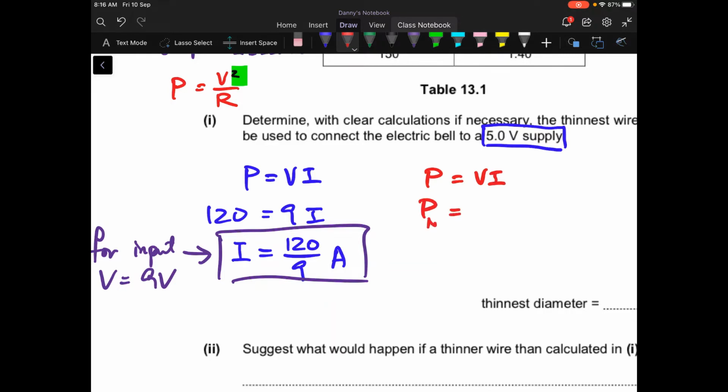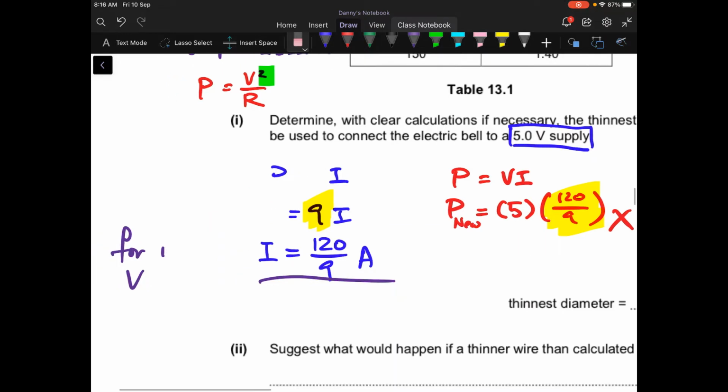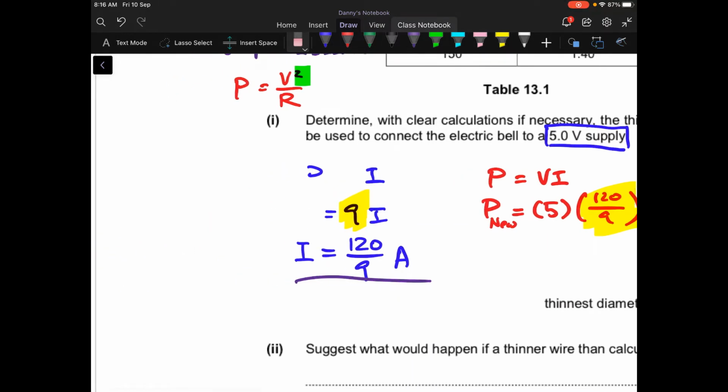What I mean is, some of you do this, and then say, okay, I want to find this new power when I put a new voltage of 5 here. You cannot just substitute this. This is wrong, because this current is for an input of 9 volt. So they are different. You can't do that.